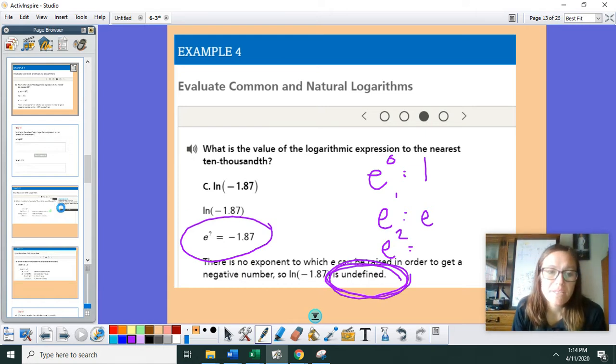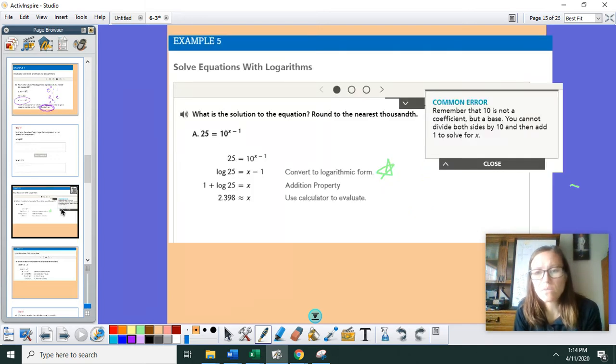Continuing on to example 5. This is where we use our ability to rewrite the exponential into a logarithmic form. This is really important, but also kind of challenging, because we have 25 is equal to 10 raised to the x minus 1 power. We're wanting to solve for the exponent. The second step, where I have the green star, is the very important part. We're rewriting this: log base 10, a common log, of 25 gives us the exponent of x minus 1.